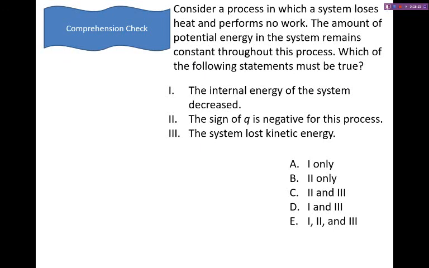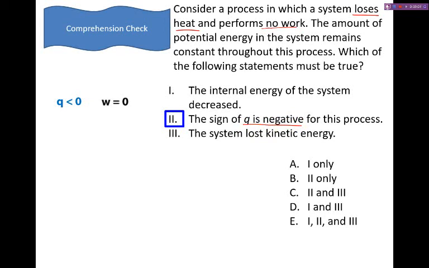Consider a process in which a system loses heat and performs no work. The amount of potential energy remains the same. Which statements are true? So how do we want to think about this? Let's start by breaking down the prompt part by part. We first see that the system loses heat. So we know that Q is less than 0. It performs no work. Okay? So since it loses heat, the sign of Q is negative for this process.